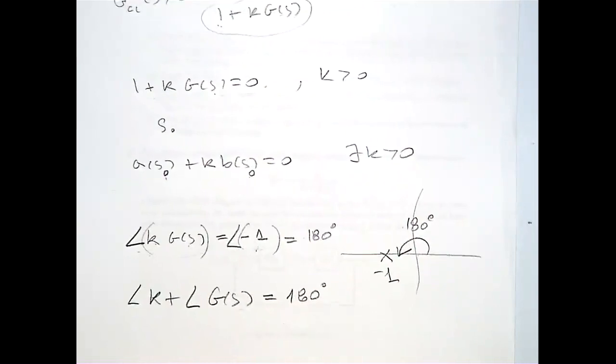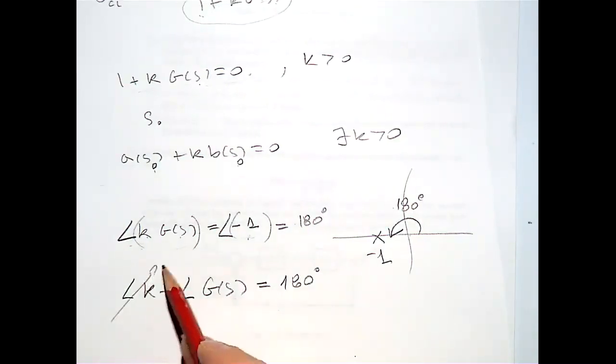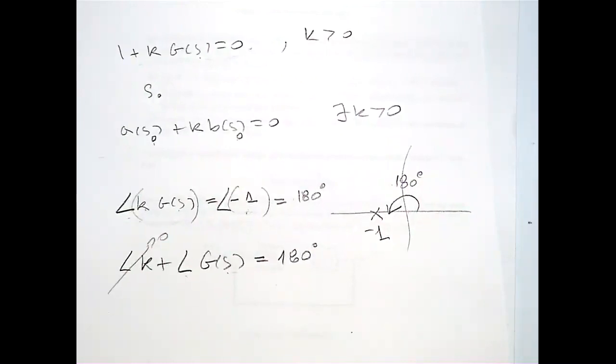Why is this the case? Well, the phase of the product of two things is the sum of the phases. What is the phase of K? Zero, because we assume that K is positive or non-negative. That's why this is 0, and then we have that the phase of G of S is 180 degrees. All right, what's the next question?